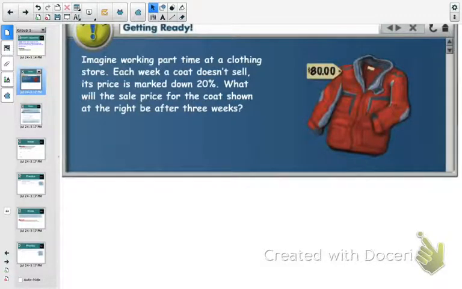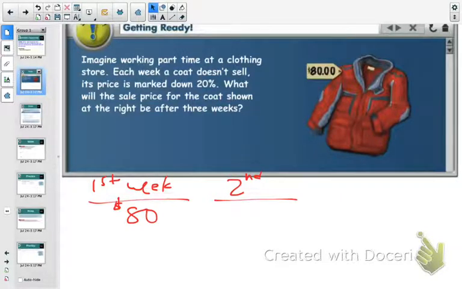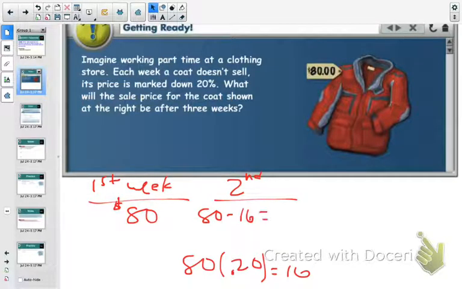Okay, so we can say the first week it's going to be $80 because they just got it. Brand new, $80. The second week it's going to go down 20%. So we can figure out what 20% of 80 is by doing 80 times 0.20, since you move your decimal back twice when it's a percentage. And 80 times 0.20 is going to give us 16. So it's not going to be $16, it's going to be $16 off. So 80 minus 16, that coat price would be $64 in the second week.